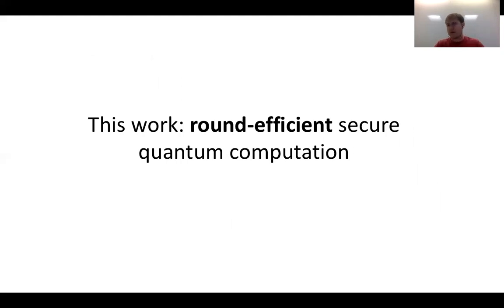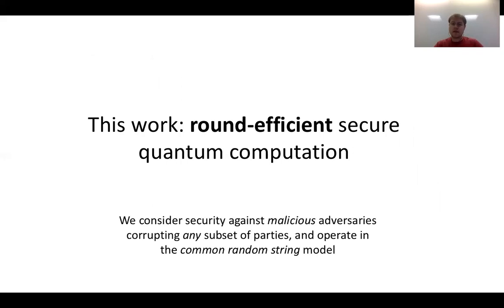And to be clear about the particular setting that we are interested in, it is this dishonest majority setting, where the adversary can corrupt an arbitrary subset of parties and can act arbitrarily and maliciously during the protocol. Okay, and we're also going to assume some minimal trusted setup. So a pretty common model of assuming a common random string that the parties have access to. Okay.